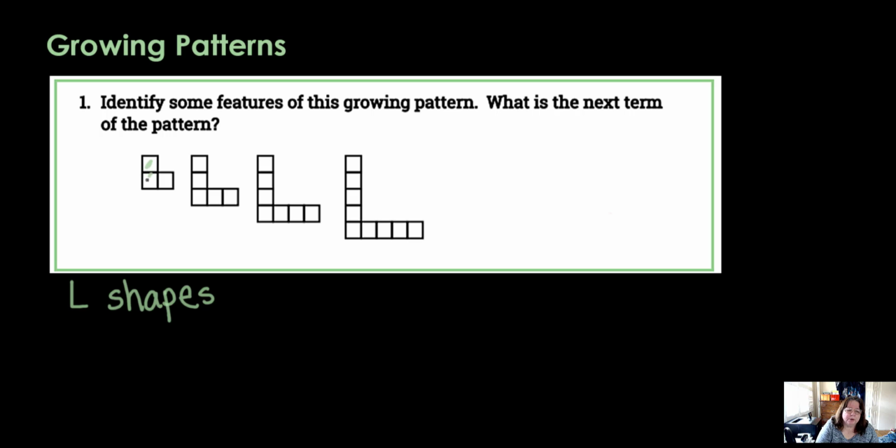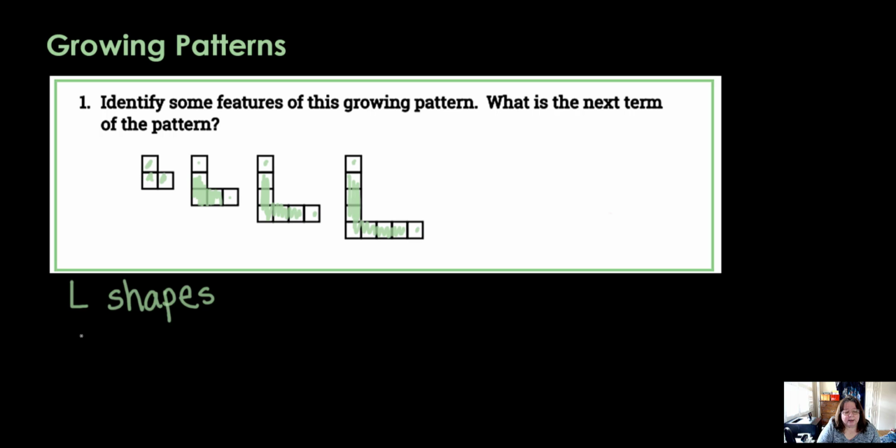This term starts with 1, 2, 3. So here's our original 3, and it looks like 1 has been added. So now we've got 1, 2, 3, 4, 5. There's 1 added on each end. So now we've got our 5, and now 1 is added at the top and at the side, and we've got 7. And here we've got our 7, and 1 is added at the top and 1 is added at the side, and we've got 9.